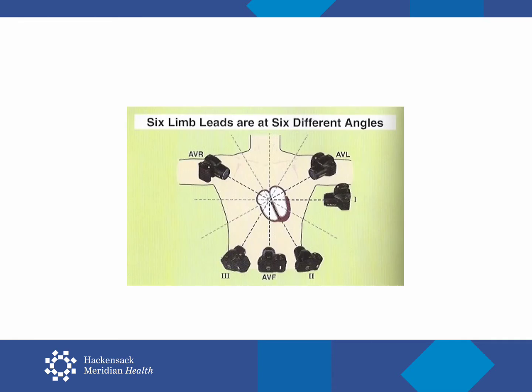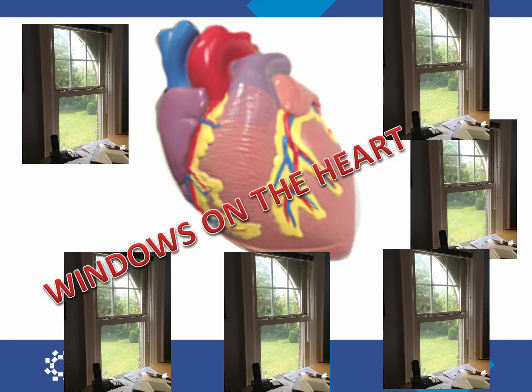The leads could be thought of as cameras on the heart, or points of view. Leads 1 and AVL show the heart from the left. Leads 2, 3, and AVF show the heart from the bottom, and lead AVR looks at the heart from the standpoint of the upper right side. The leads could also be imagined as windows on the heart. You can see the direction of the impulse coming as if you look through a window at them.